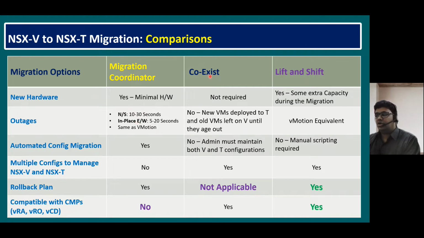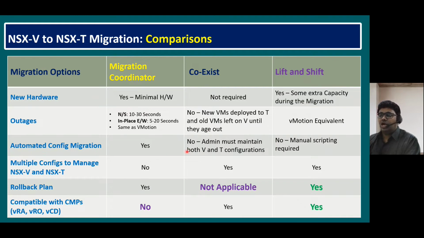Okay, now let's talk about the second method, the coexist method. The coexist method means new hardware is not required, because coexist means existing within vCenter. When you have available resources in any one of the clusters, in that cluster you can deploy the NSX-T environment. When you install the NSX-T environment, there will be no outage. New VMs are deployed to T and old VMs are left on V until they age out. So we haven't migrated. We just deployed NSX-T in the same environment.